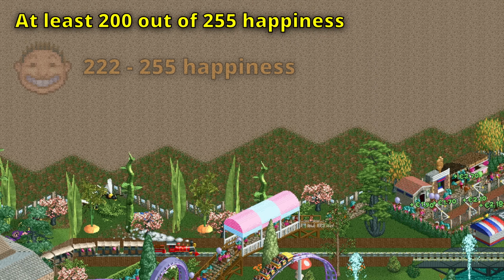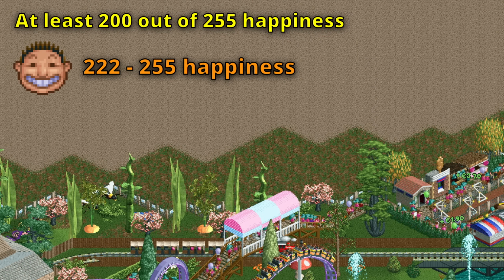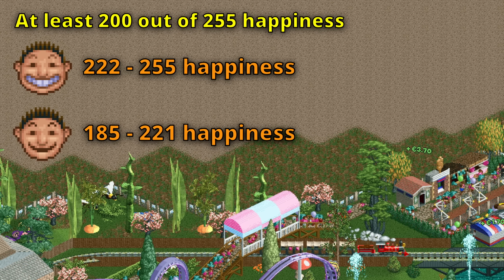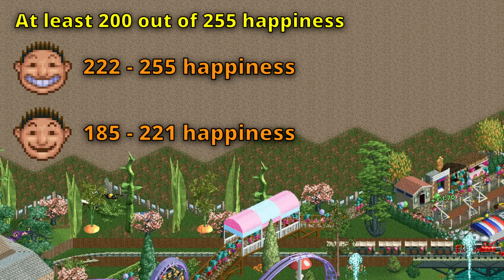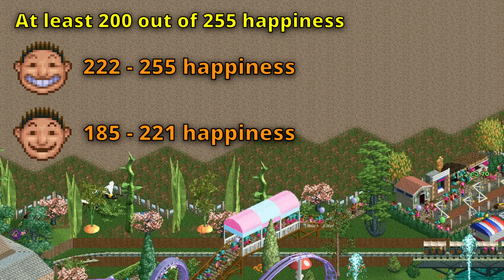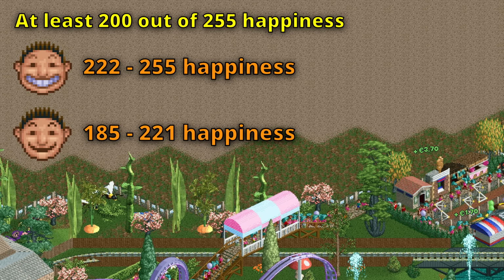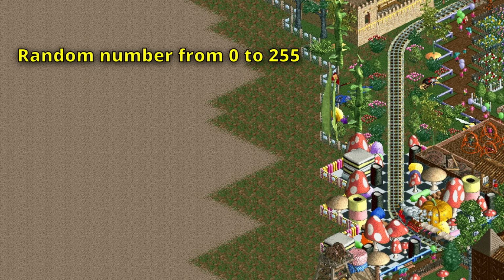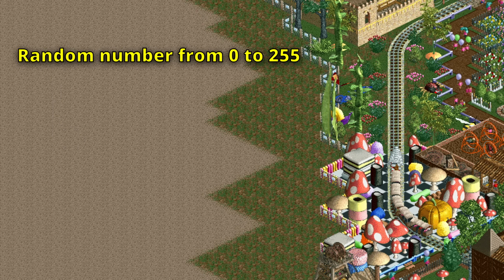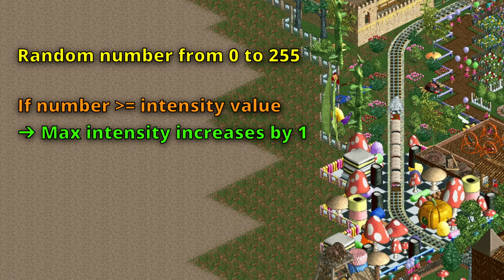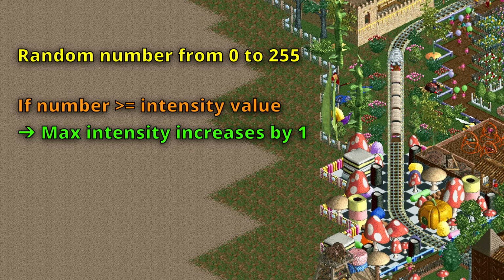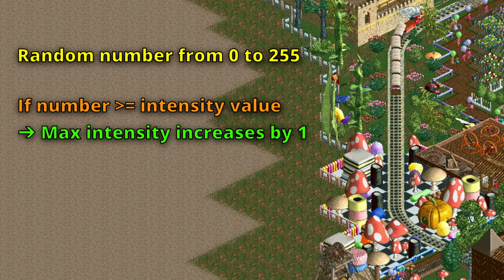If they have a beaming smile, they always are happy enough, and the next level down corresponds to a happiness range of 185 to 221, so guests with this face will be happy enough a little bit over half the time. Then a random number between 0 and 255 is generated, and if that number is equal to or higher than the guest's intensity value, the maximum will increase by 1 point.